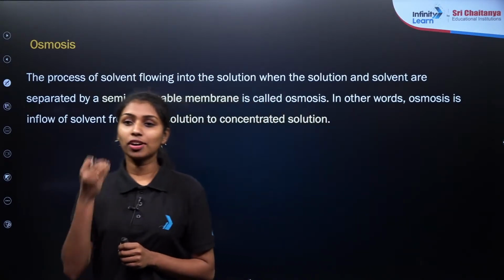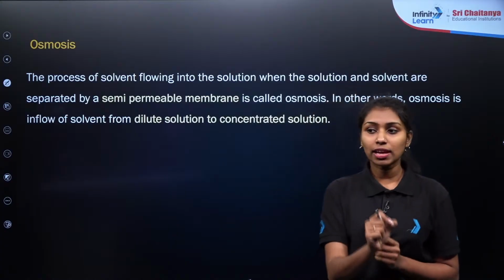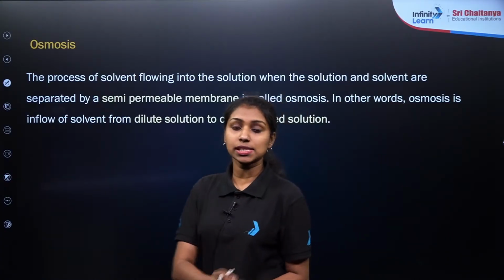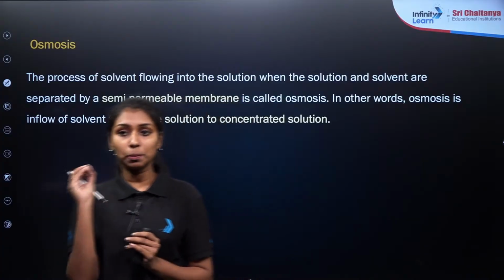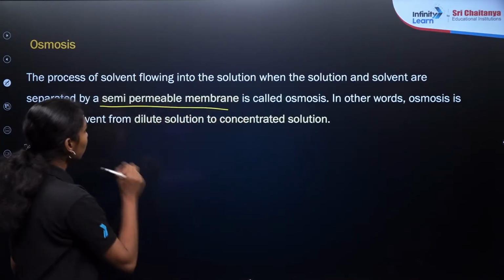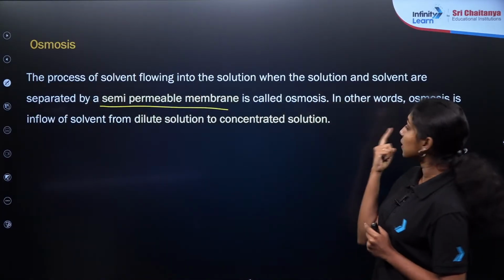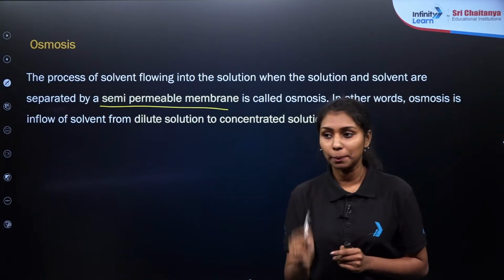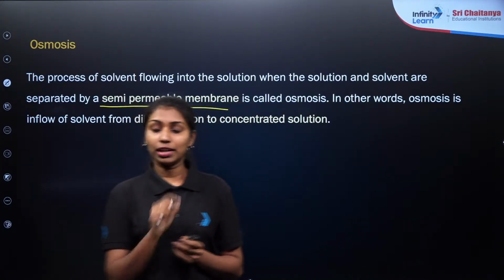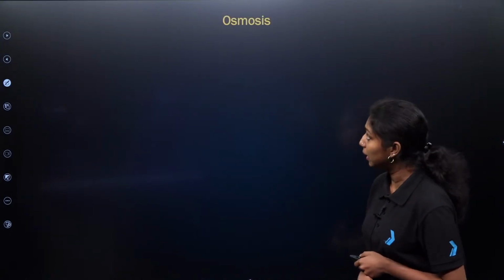Okay. Now let us talk about the process of osmosis. It is also a type of diffusion in which the particles move from low concentration to higher concentration through a semi-permeable membrane. It is the process of solvent flowing into the solution when they are separated by a semi-permeable membrane. Then the next question will be, what do you mean by semi-permeable membrane? Let us see.